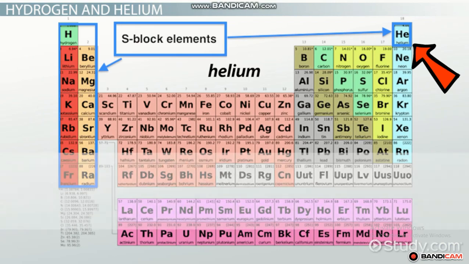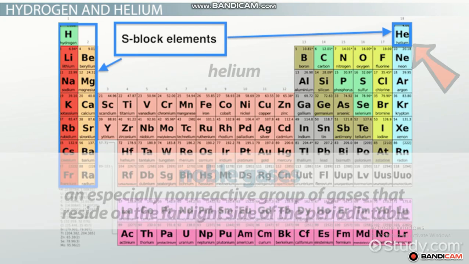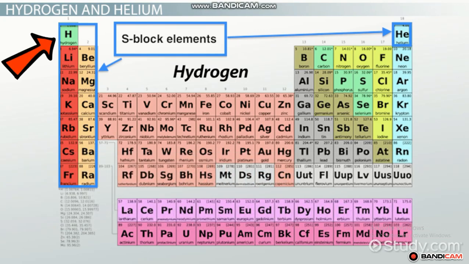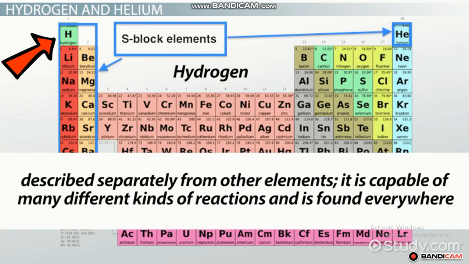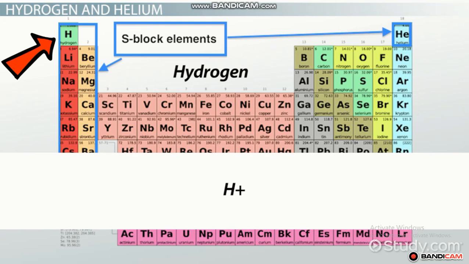Helium is one of the noble gases, an especially non-reactive group of gases that reside on the far right side of the periodic table. Hydrogen is usually described separately from other elements. It is capable of many different kinds of reactions and is found everywhere. It may bond with itself or just about any other type of element. Very frequently, it exists in its ion form as H+.